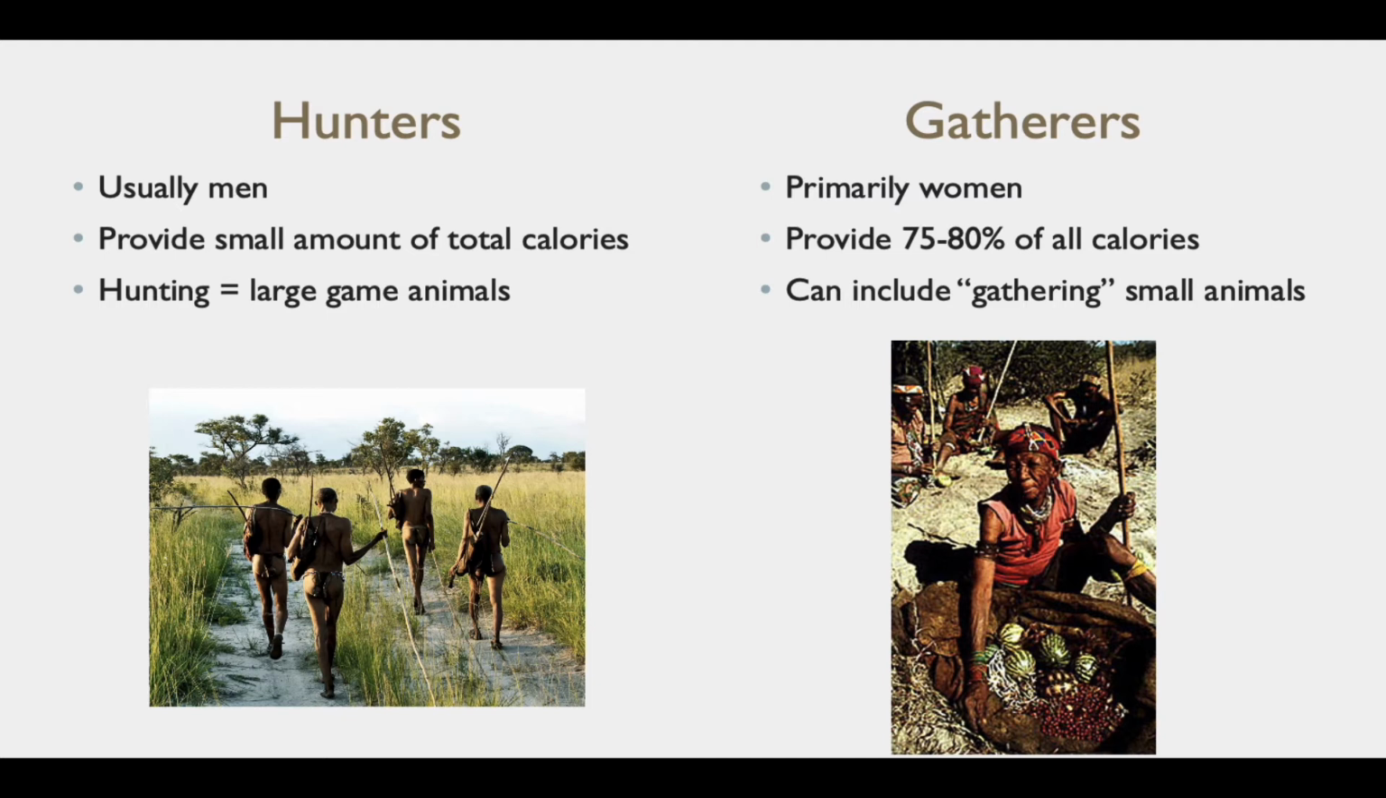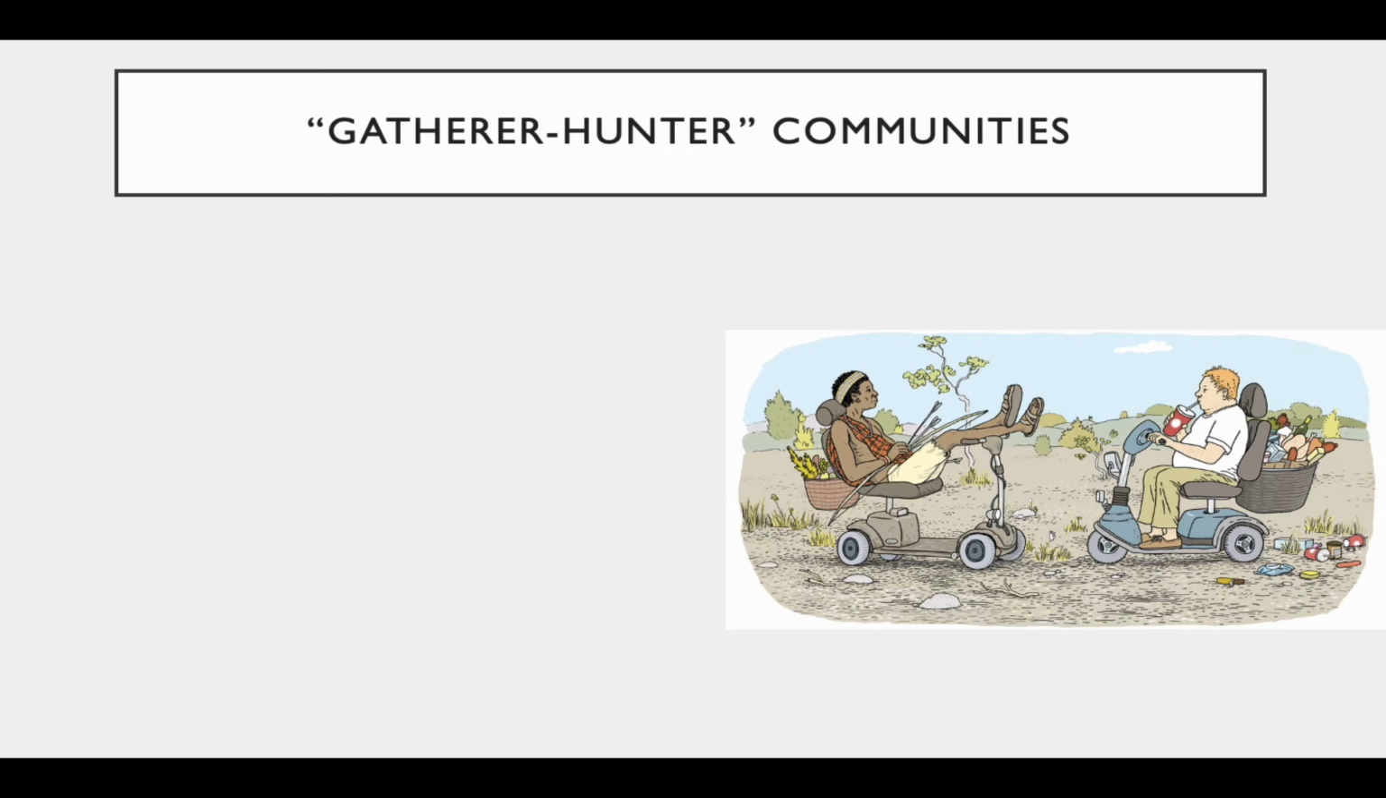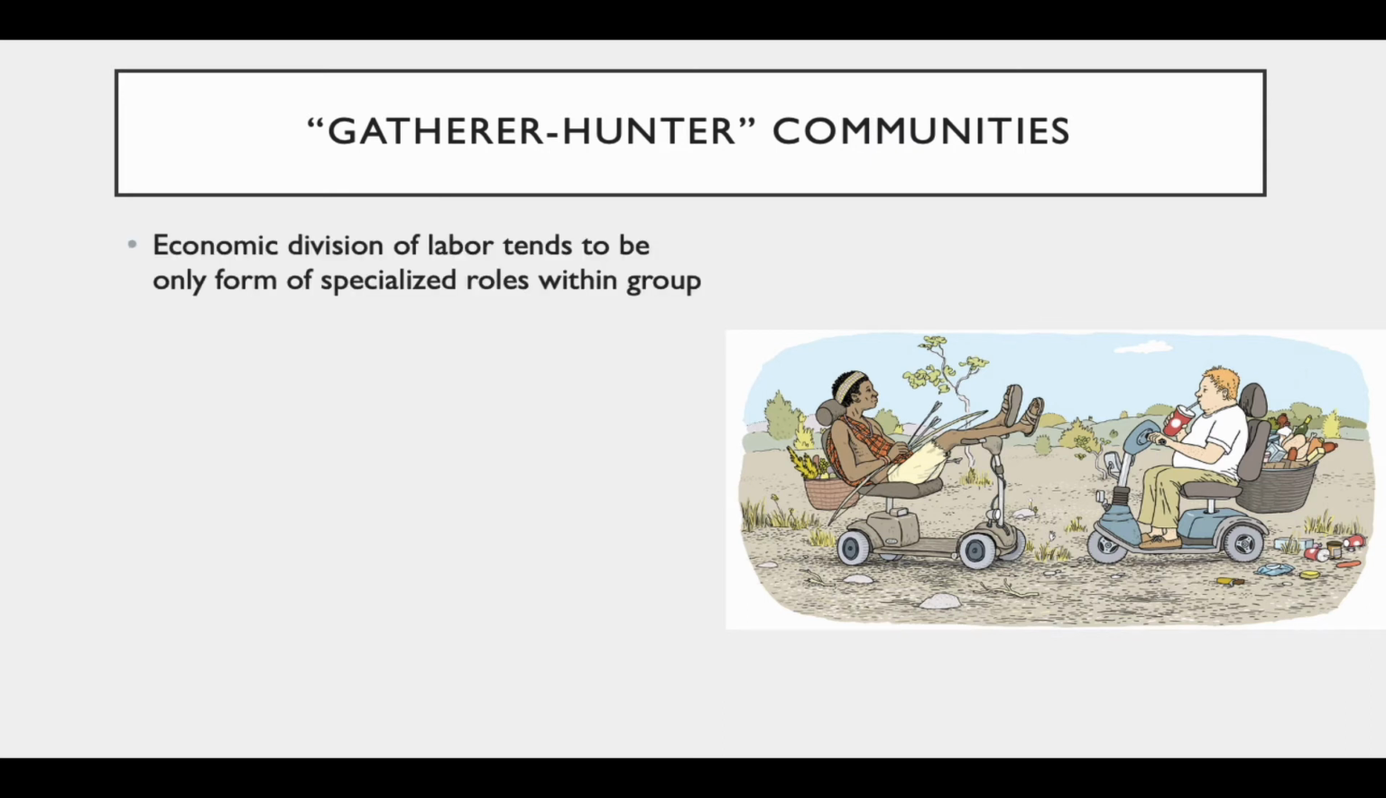On the other hand, gatherers, who are or were primarily women, provide 75 to 80% of the calories for their community. And in this sense, gathering can also include small animals, rodents, rabbits, lizards, things of that nature. So in this case, we should actually be calling these communities gatherer-hunter communities, in my opinion. The sort of economic division of labor that we tend to see is one of the only forms of specialized roles within these groups. They tend to enjoy a diverse diet and abundant leisure time, as evident by the photo here on the right.